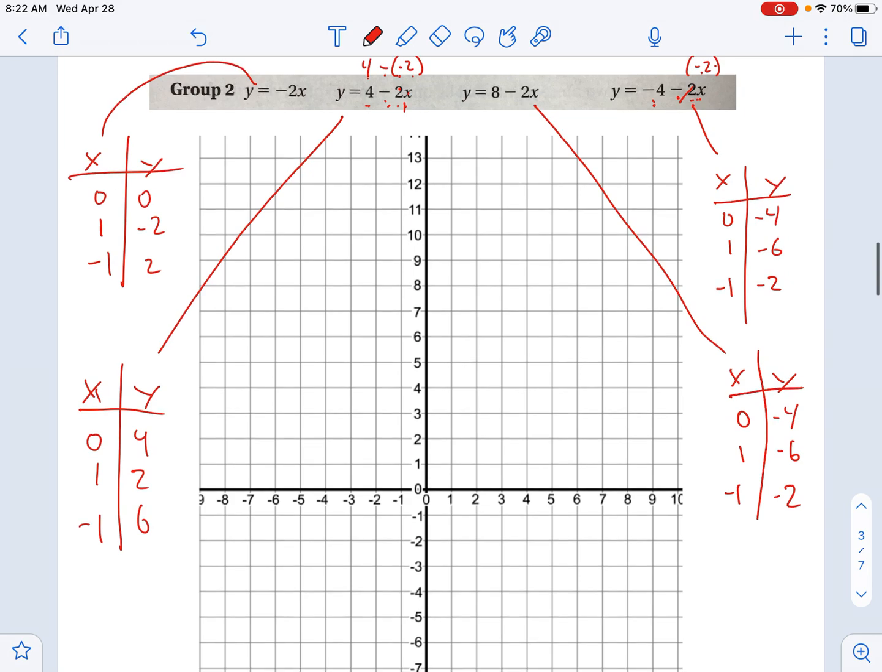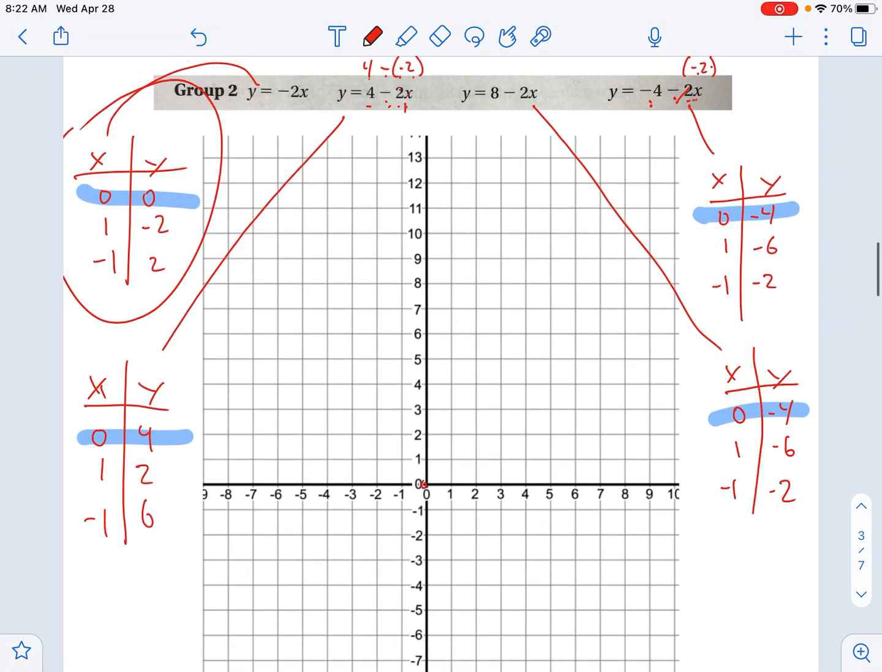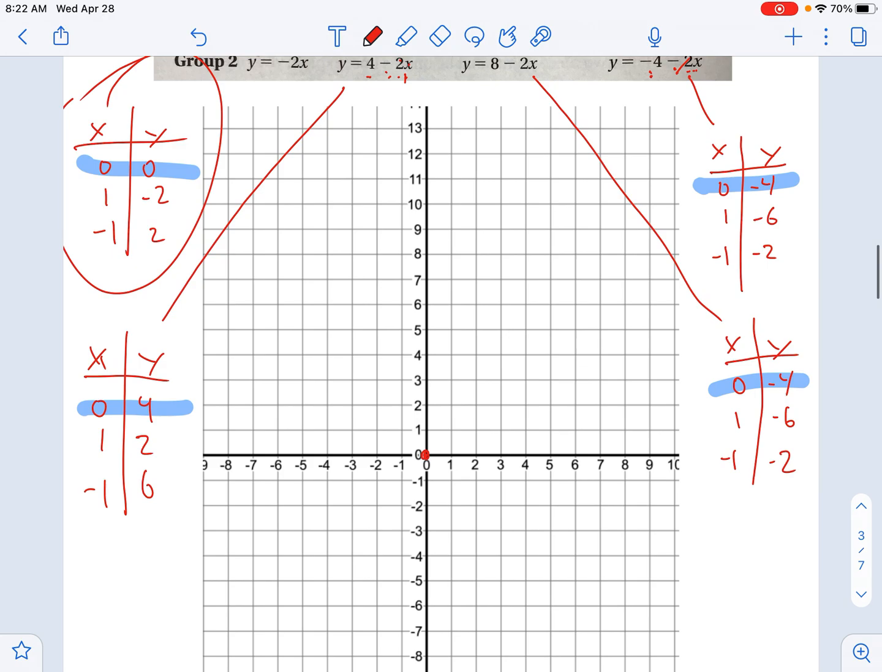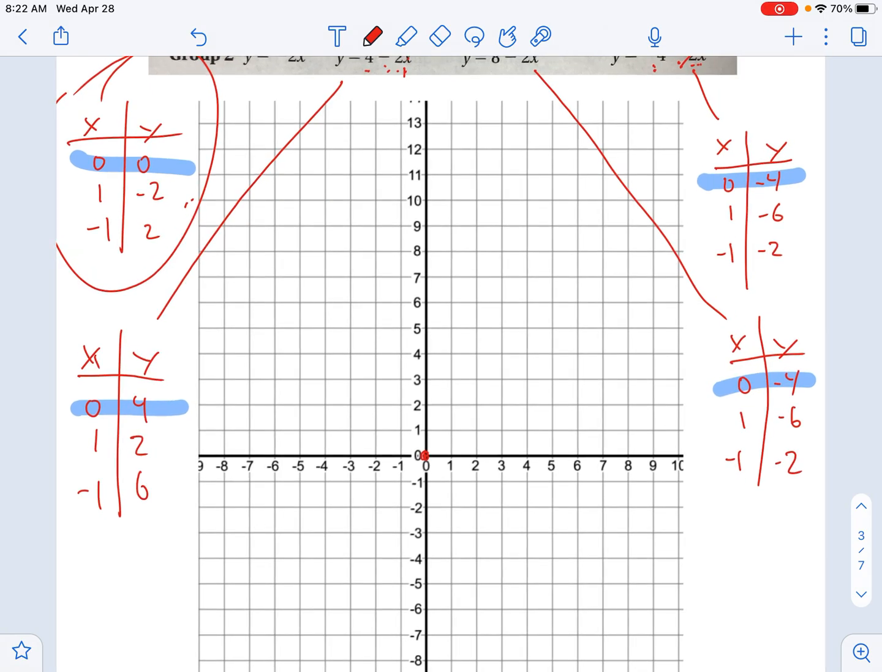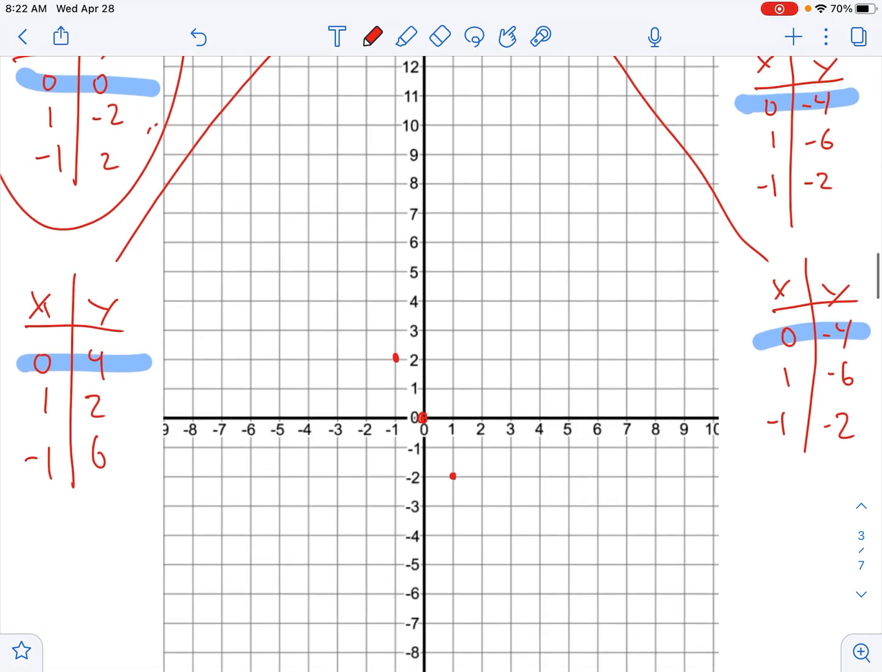Let's do some graphing. I'll do this first one with you right here. Now, we can already see in our graphs our y-intercepts. So we can see where these y-intercepts are happening. So just a little highlight there. Y-intercept is when it crosses that 0. And plot this one right here. So 0, 0. I'm plotting this guy right here: 1, negative 2, negative 1, 2. So there is my line.